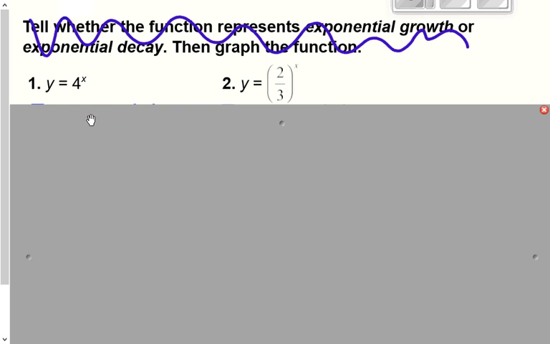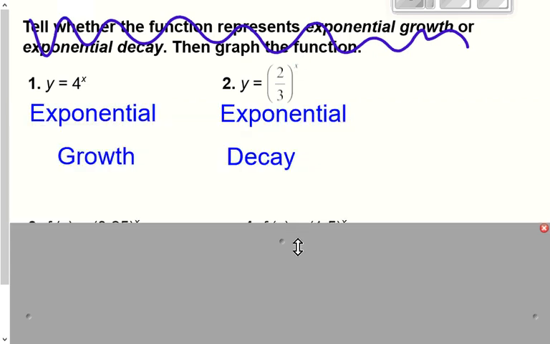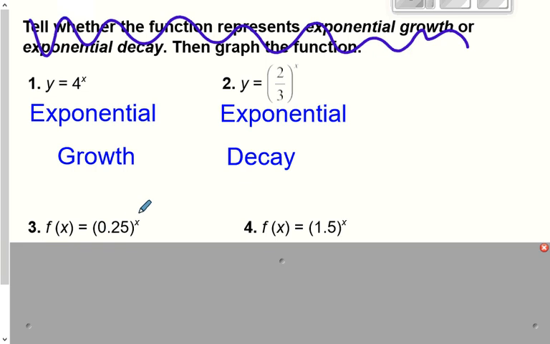Is that exponential growth or decay? That's growth. Y equals 2/3 to the x. Growth or decay? Decay. 0.25 to the x. Growth or decay? Is 0.25 greater than 1 or less than 1? Less than 1, so it's a decay. 1.5, greater than 1 or less than 1? Greater than 1, so that is a growth.